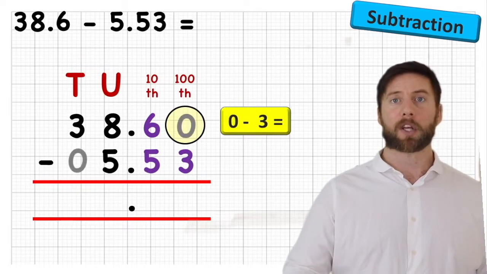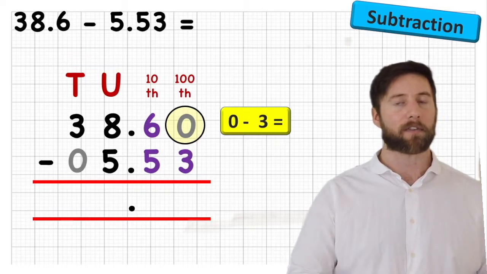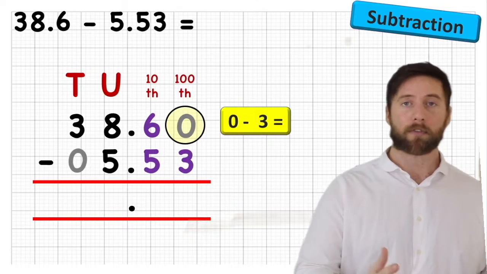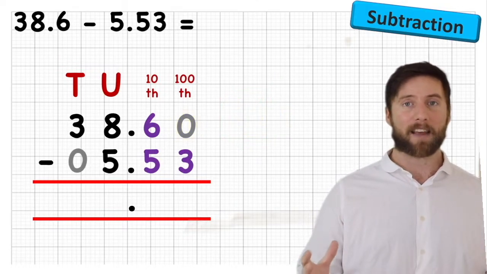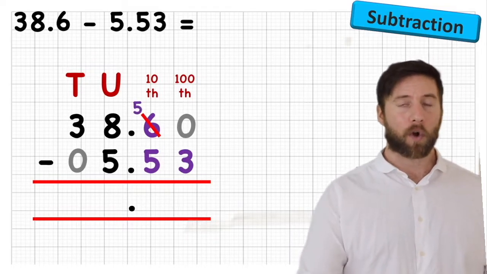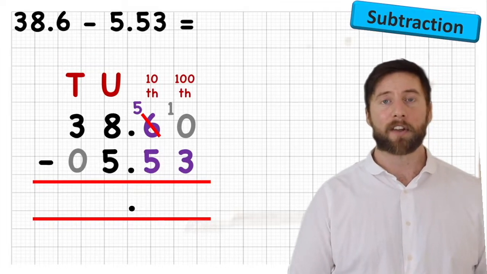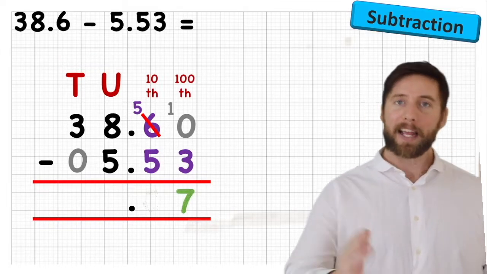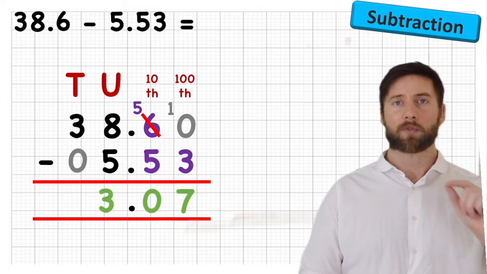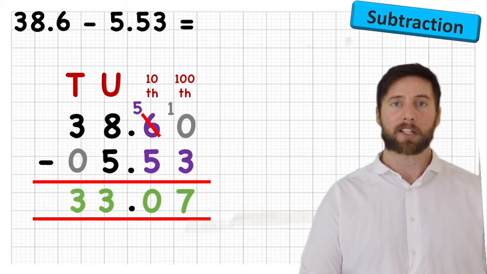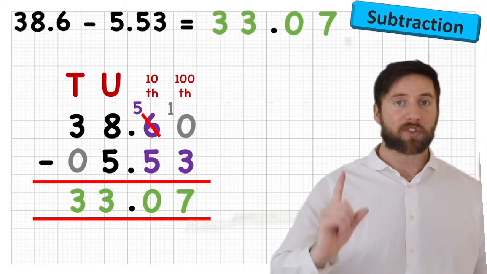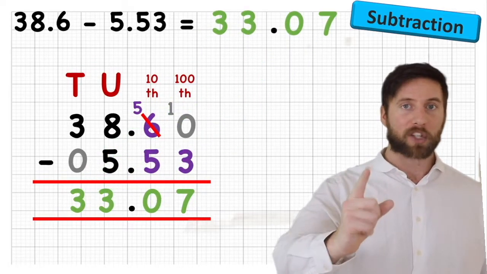And that's really important because 0 subtract 3 is very different to 3 subtract 0. Now, can we take 3 away from nothing? No, so we need to borrow from next door, just like we would do in any of the subtraction questions. So, borrow from next door, take the 6 to a 5, bring the 1 across, 10 subtract 3 is 7, 5 subtract 5 is 0, 8 subtract 5 is 3, and 3, don't forget the other placeholder, 3 subtract the 0 is 3, giving me an answer of 33.07. So I'm going to say that again, it's really important to use your placeholders in subtraction, don't forget.